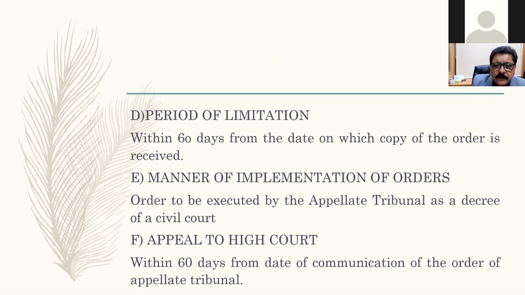Manner of implementation of orders: the order is to be executed by the appellate tribunal as a decree of a civil court. If you are not happy with the order of the appellate tribunal, then within 60 days from the date of communication of the order of the appellate tribunal, you can approach the High Court.